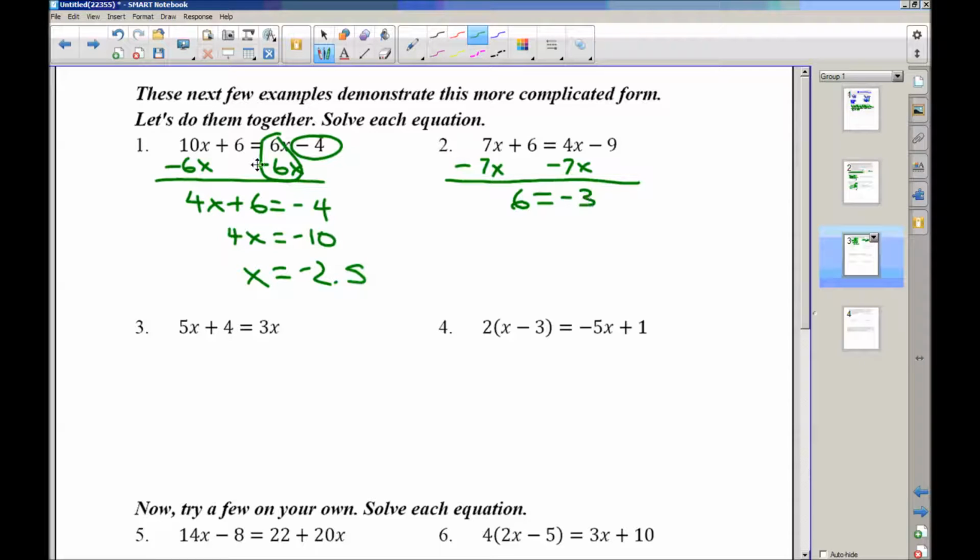On the other side, I get negative 3x minus 9. And then I add 9 to both sides to get 15 equals negative 3x. And then I divide by negative 3 to both sides to get negative 5.